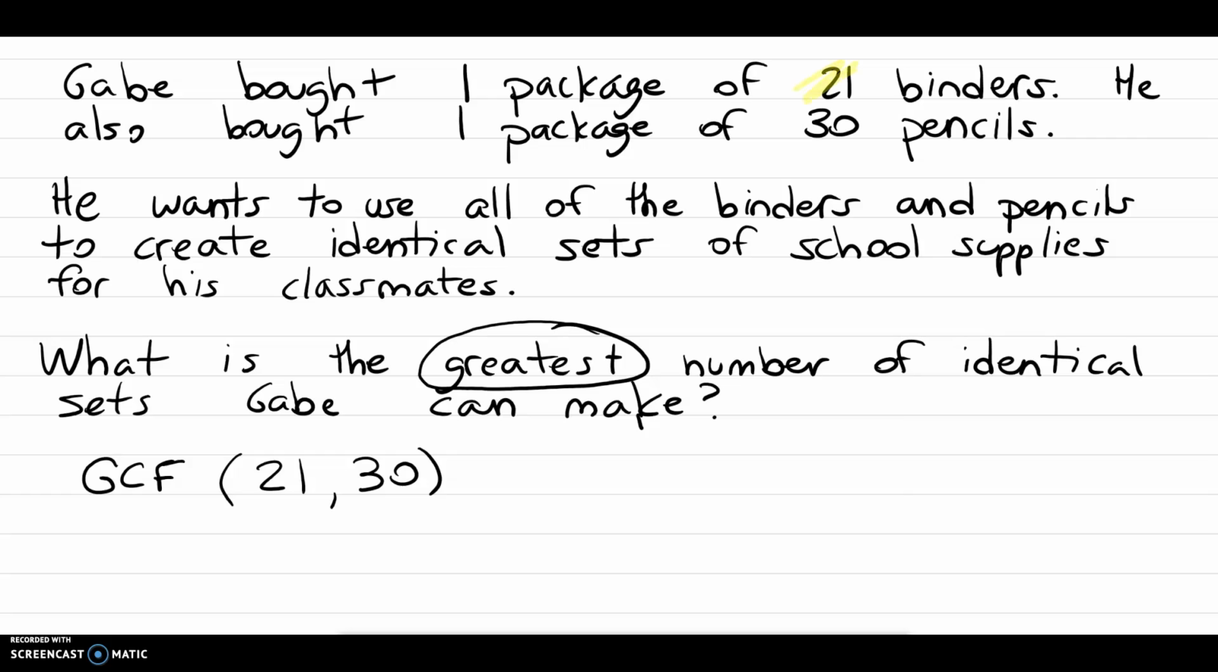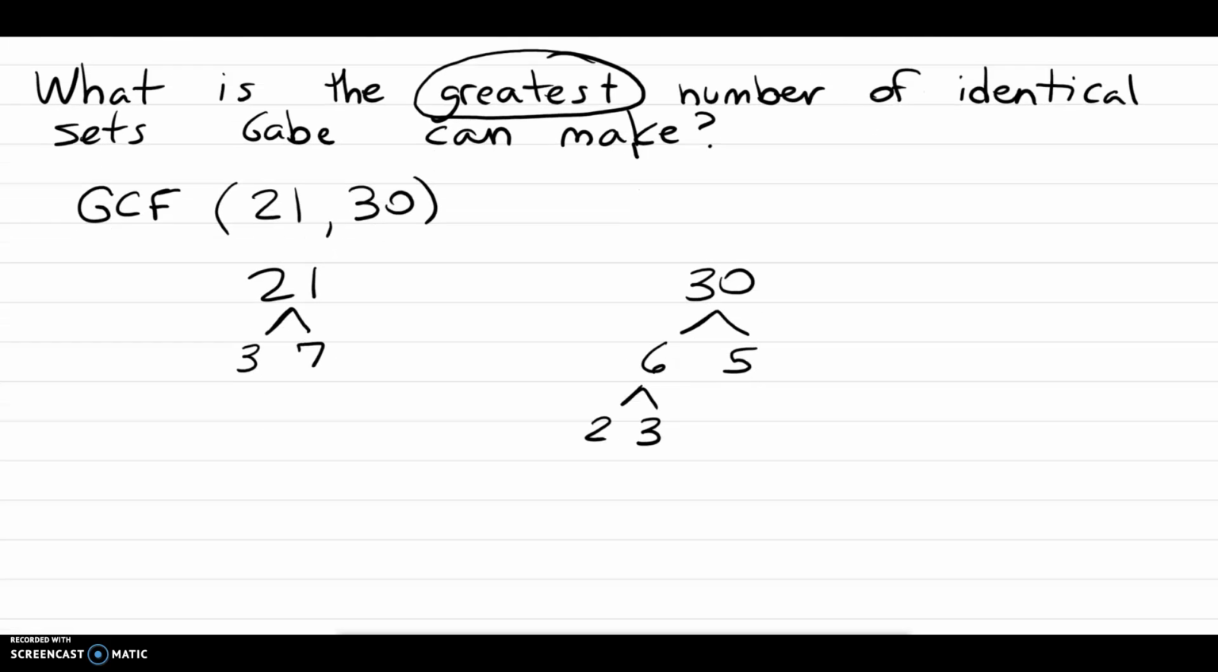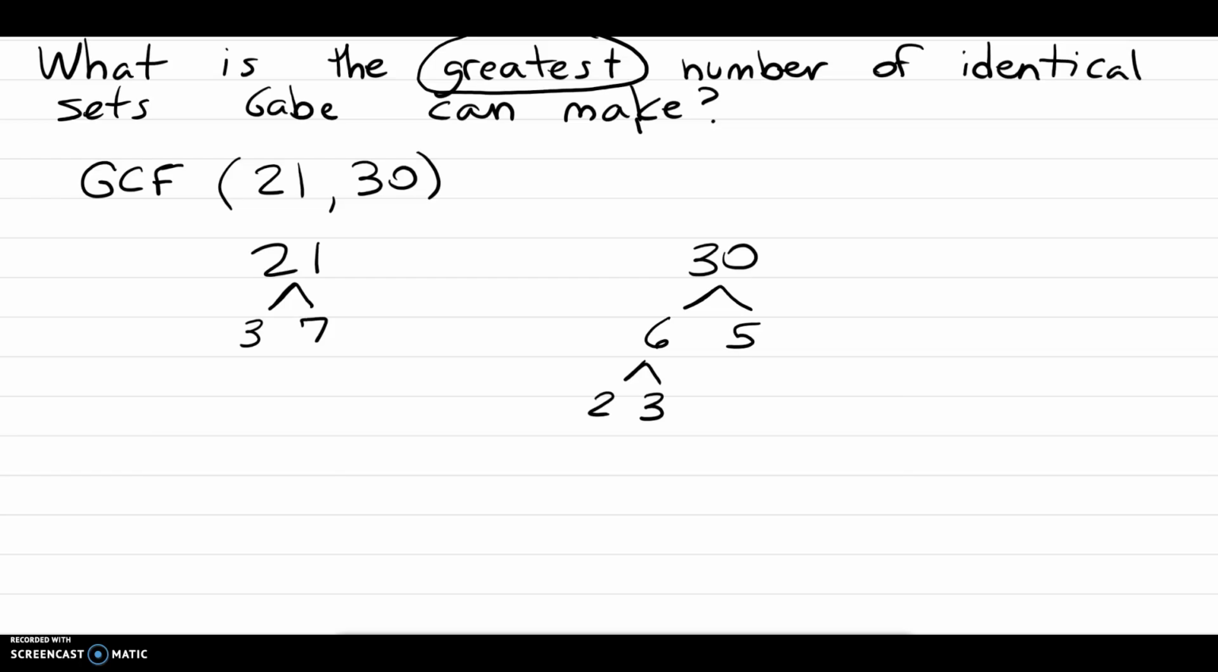The 21 and 30, again, come straight from your problem. So when we're looking at greatest common factor, remember that's when you just break down the number into its prime factors. And you can use a factor tree. So when I factor out 21, I can do 3 times 7. When I factor out 30, I can do 6 times 5, and then 2 times 3. So to find the greatest common factor, I just see what they have in common, and they each have a 3 in common. So the GCF is 3.